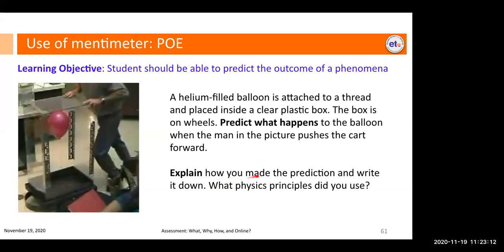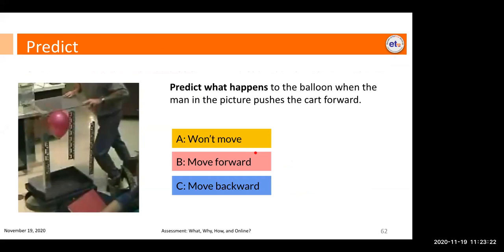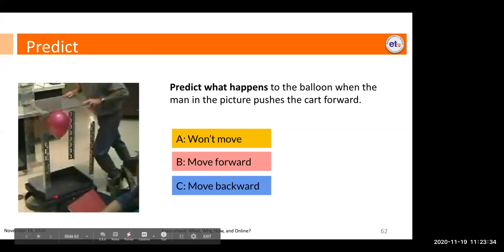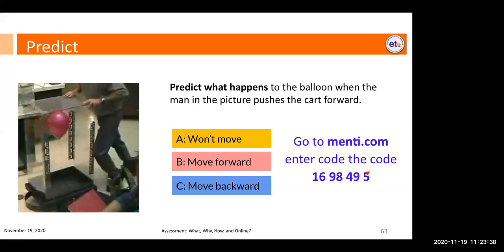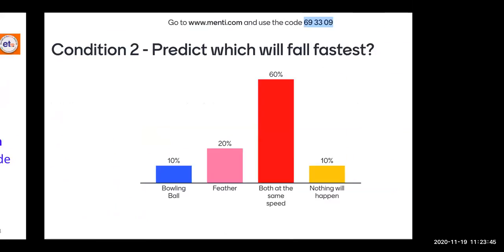You can simply explain how you made the prediction and write it down, or which physics principle you used, or you can simply avoid this for this particular moment and just tell me which of these is going to happen. So what will happen to the balloon if the man in the picture pushes the cart forward? This is the helium filled balloon, this is the plastic box, and this is a small thread, and this has the wheels, right? This is the context. So go to menti.com, enter this code, and respond with your results. So let me see.